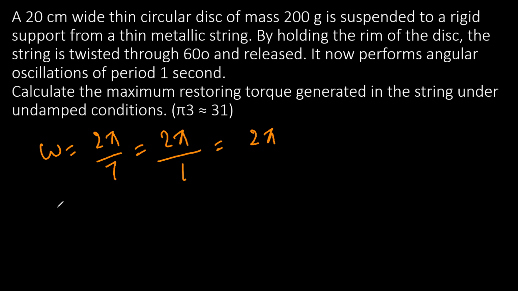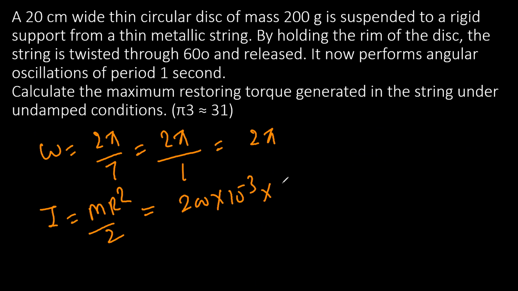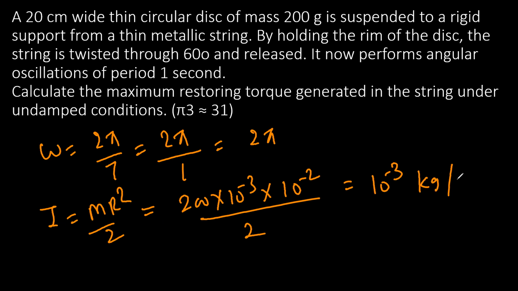So omega we got. Then you want I, that is m r square by 2. M is 200 into 10 raised to minus 3. Radius is 10 into 10 raised to minus 2, squared, that is 10 raised to minus 1 squared. So we can directly get 10 raised to minus 2, because of the square, and the 2 gets cancelled. So I is 10 raised to minus 3 kg meter square.